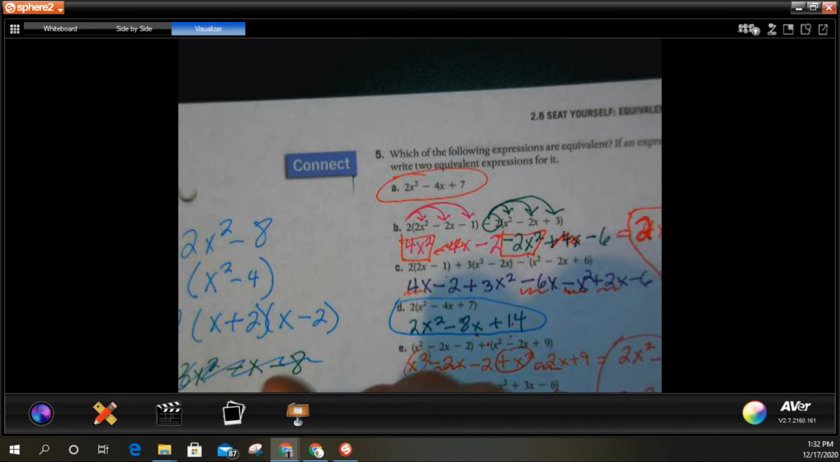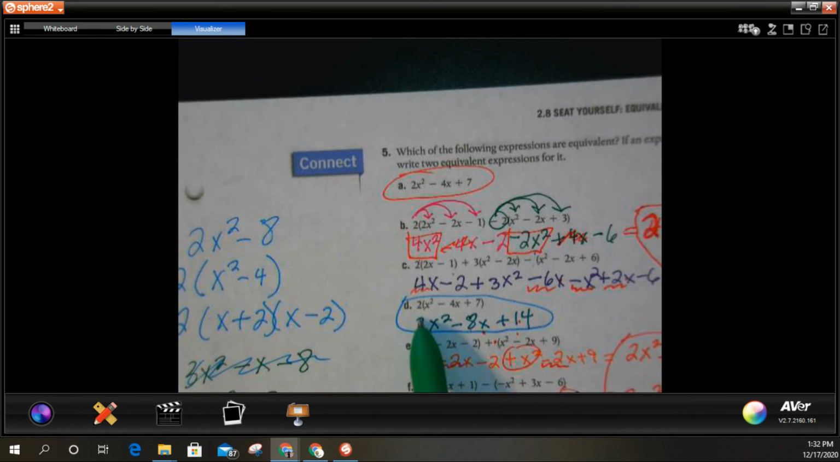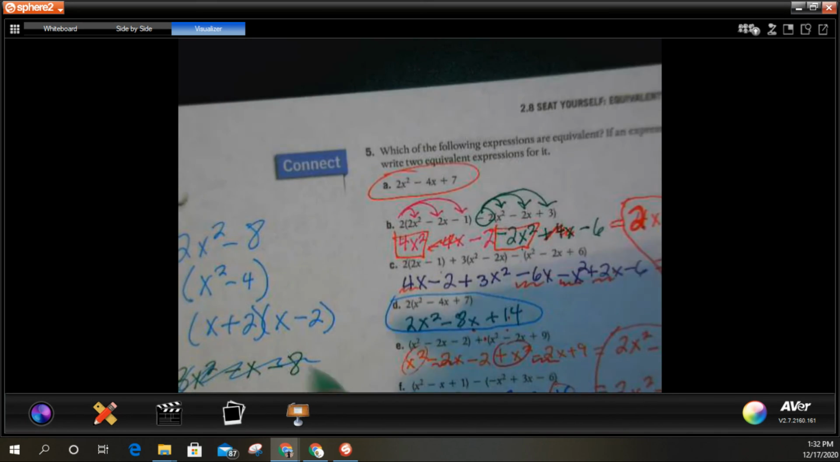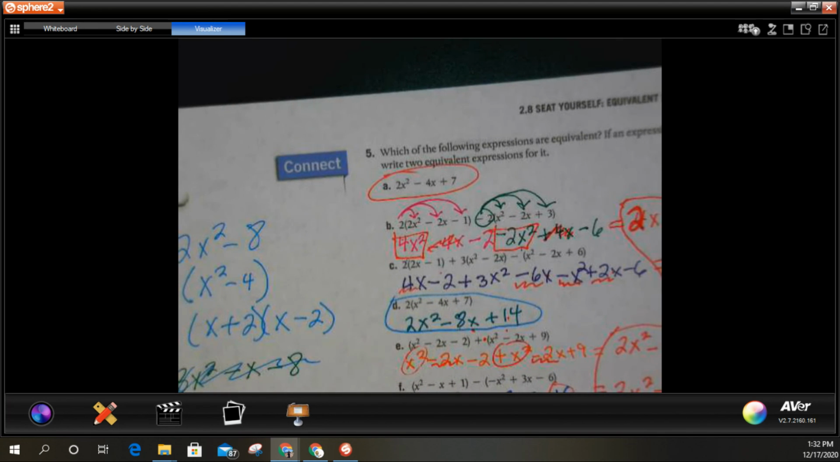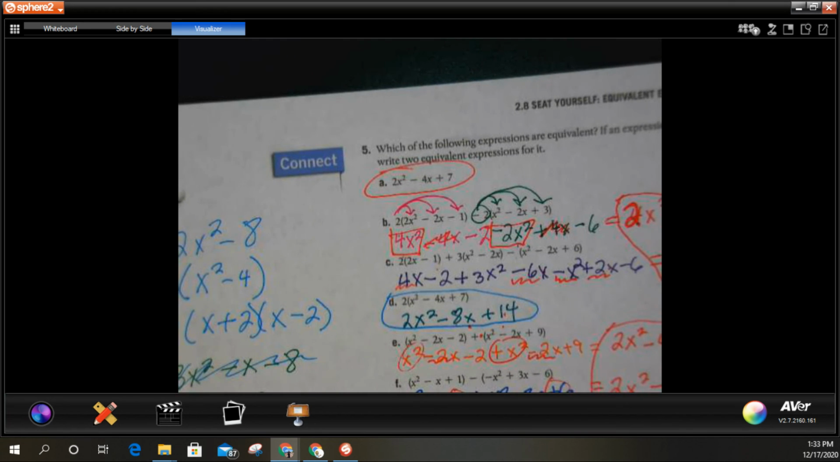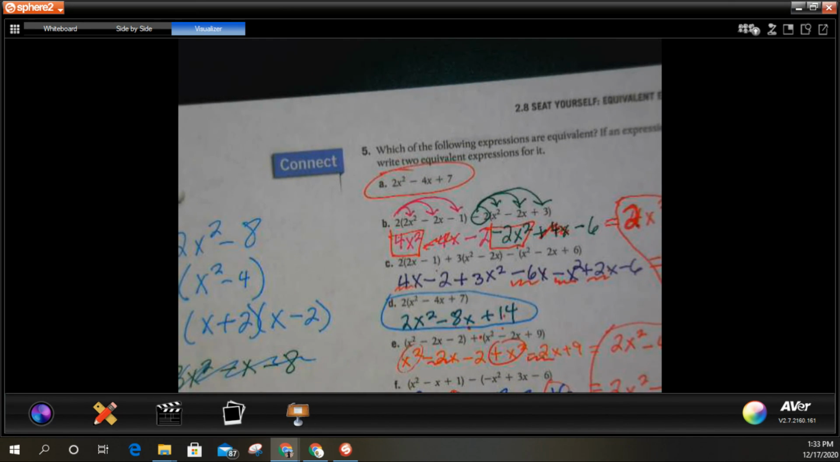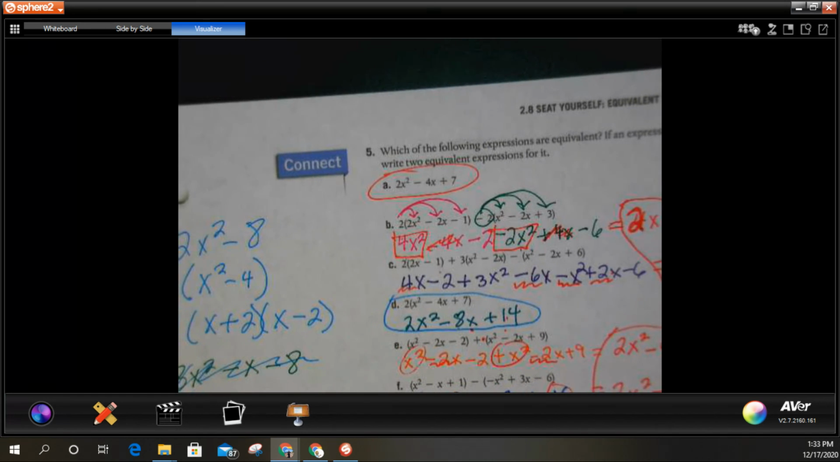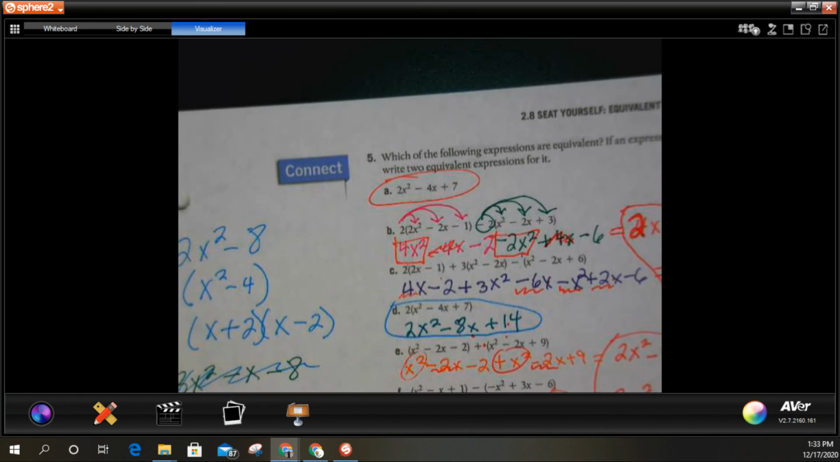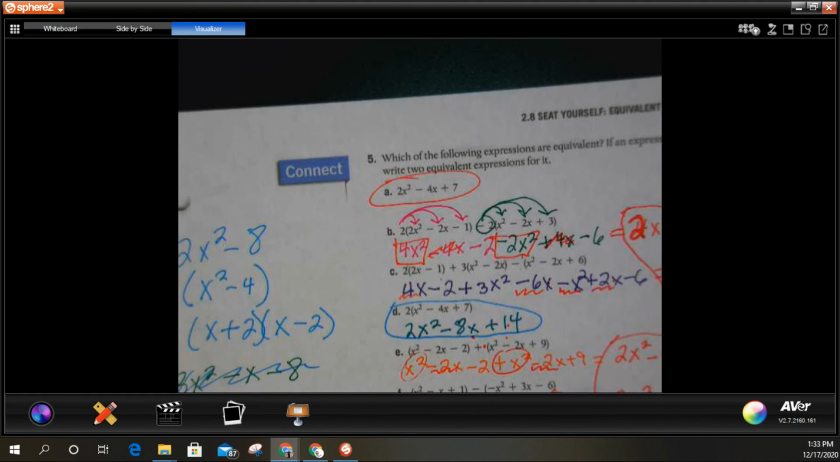I could use the quadratic formula. Let's see. Nope. Well, I would say for you guys, this would be good. This is two equivalent expressions. I could go on here. I could do completing the square, use the quadratic formula and get another one. But I'm okay with these two. All right, that should be it for 2.8 before you do your homework.